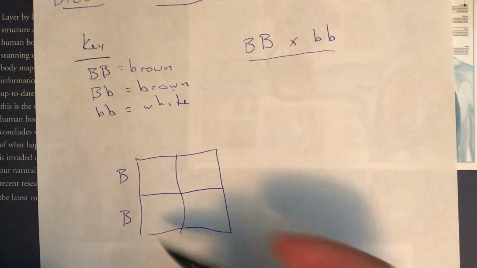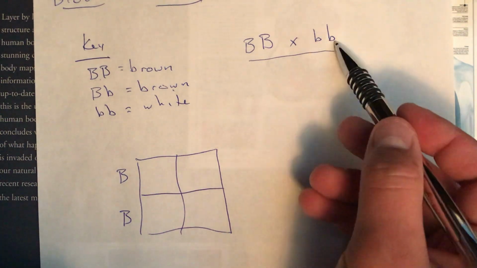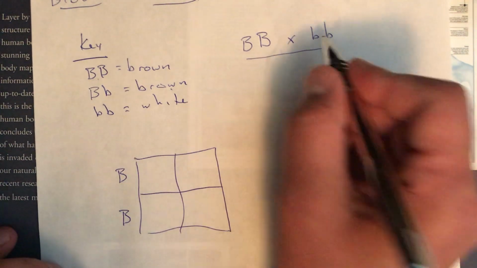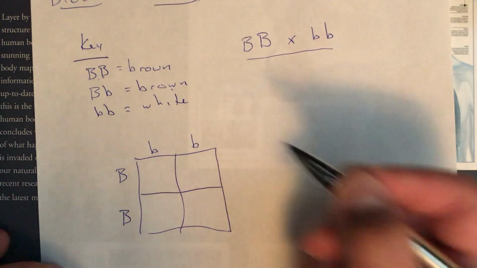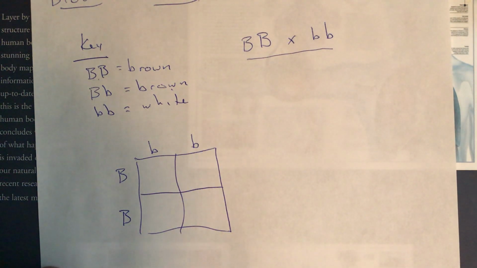So maybe that's dad's sperm. And then this would be the mama cat. That would be her egg. So again, I'm going to separate them, and I'm going to put little b up there. Okay? So I'm going to determine the gametes.